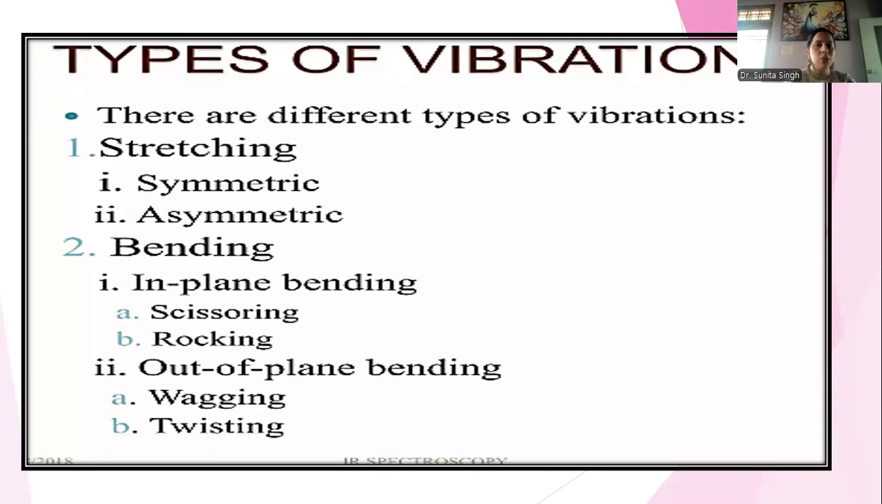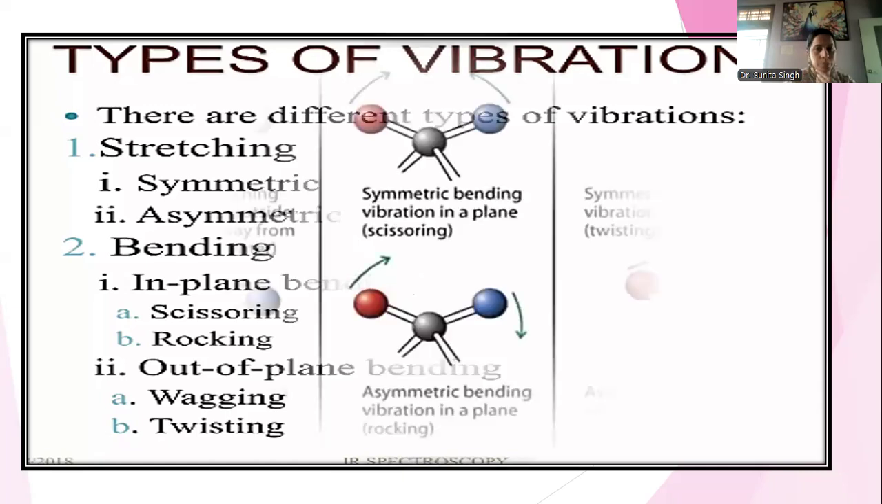So these are different types of vibrations, and these vibrations give different frequencies. We can't say that the frequency of symmetric and asymmetric will be the same, or that in-plane bending or out-of-plane bending is the same. So these are the different types of vibrations that occur in a molecule.